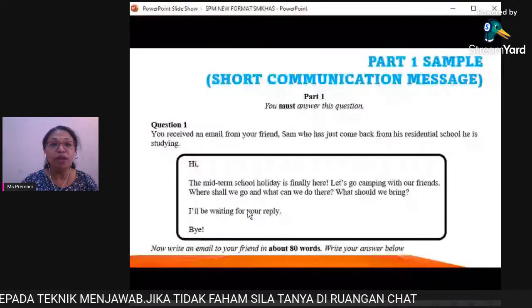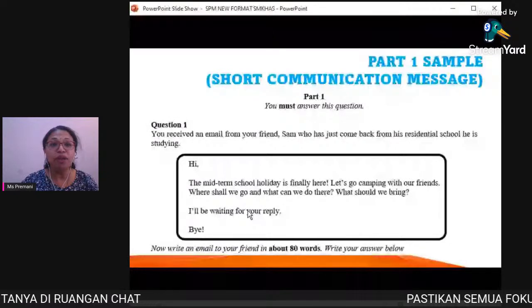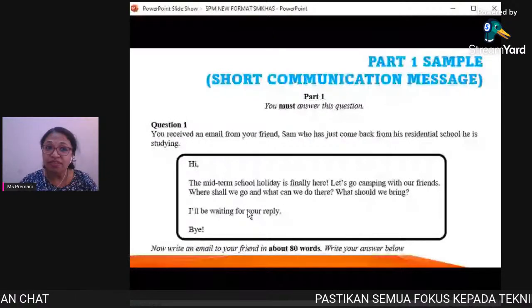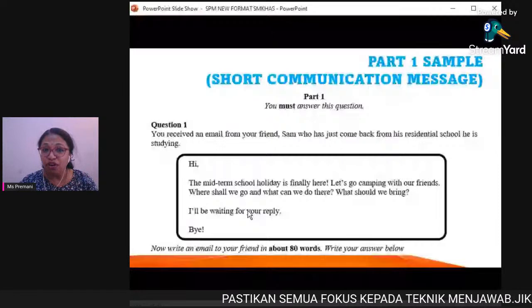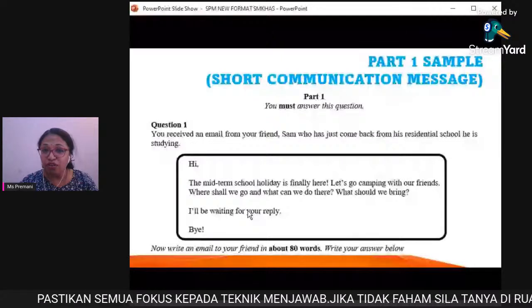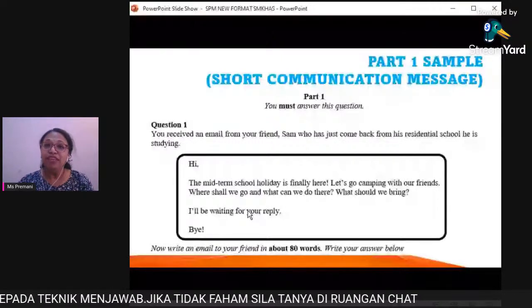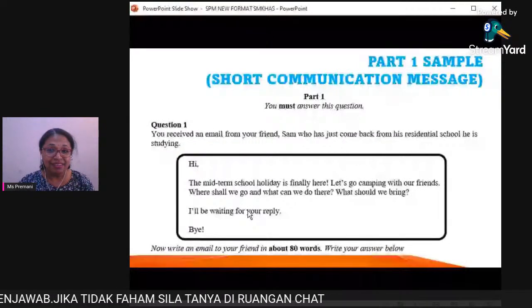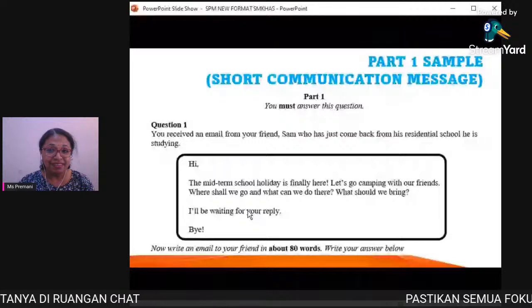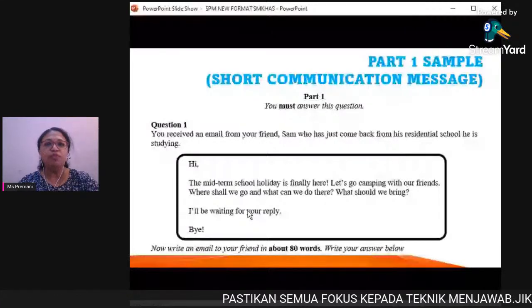Not only that, it is very important for us to bring a tent since we're going to stay there overnight. And do not forget to bring your torchlight as we will be going for our late night jungle trekking. Reply me soon. That's it. Within 80 words. Straight to the point. So remember, this part, no grandmother, grandfather story. Straight to the point, settle it.